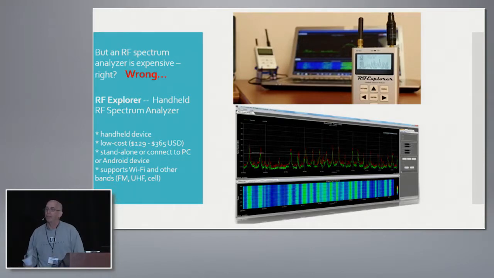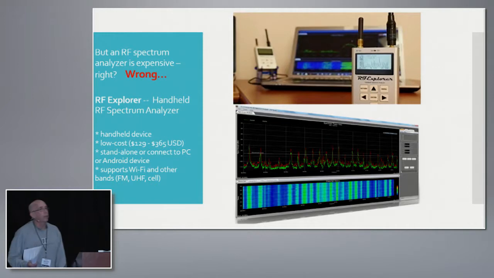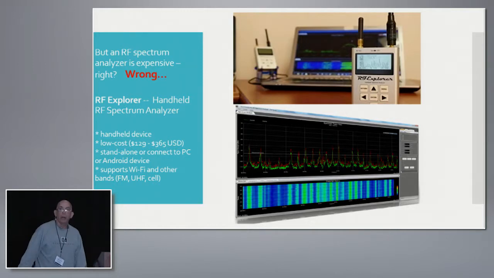Everybody says an RF spectrum analyzer is expensive. But I can tell you that these days that would be wrong. If you haven't already heard about it, there's a new product that's been around for about 3 years. It's called RF Explorer. It's a handheld RF spectrum analyzer. It's very low cost, depending on the model, about $129 to $365. It can be used standalone. It has a built-in LCD screen. It can also be connected to a PC or an Android device.